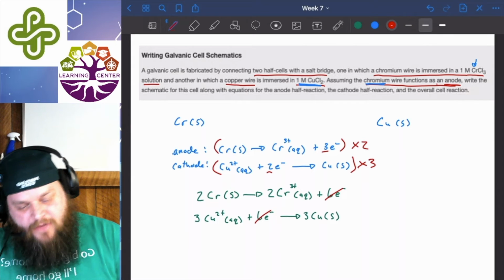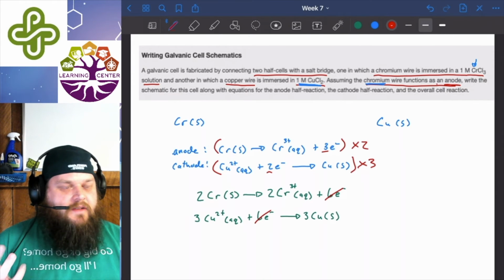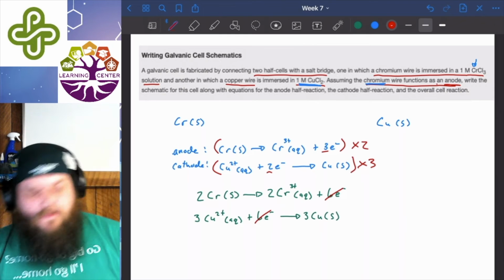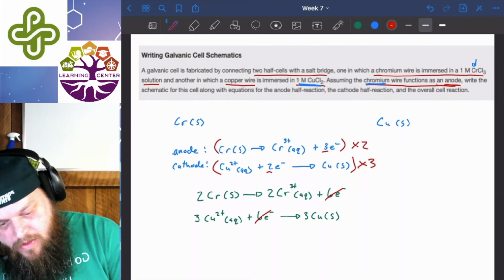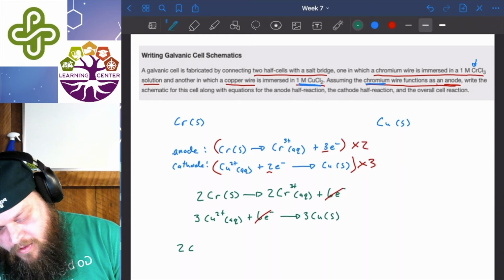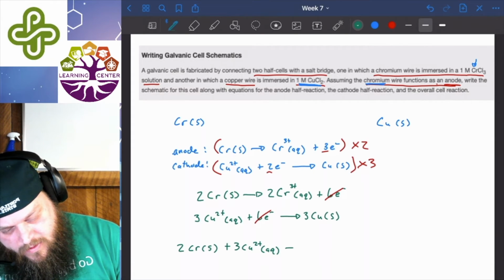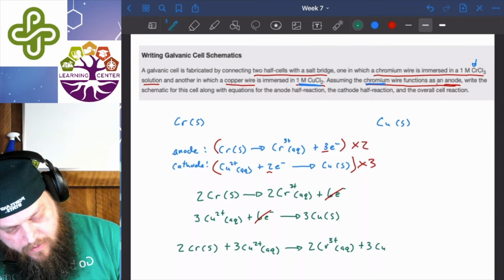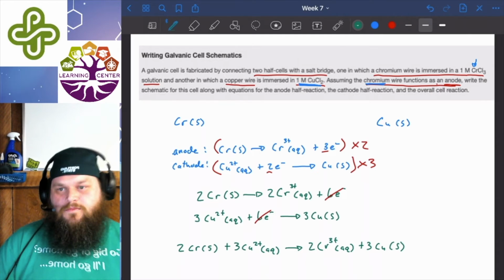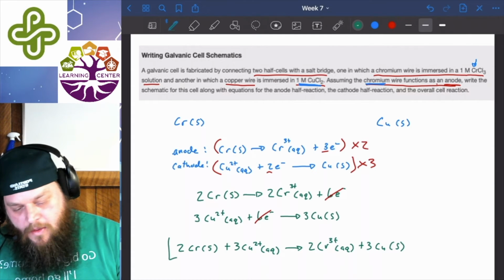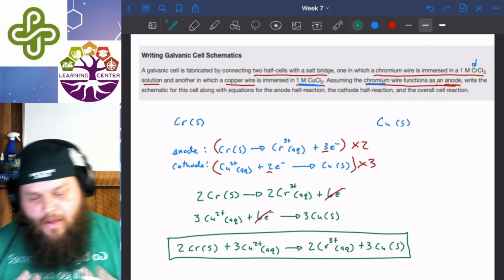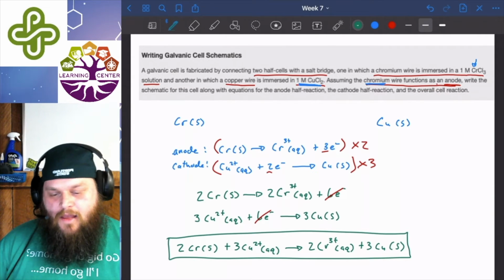Notice we cancel out the electrons because we have the same number as reactants and products, so they end up being basically a spectator. And this leaves us with 2 chromium solid plus 3 copper 2+ aqueous is going to produce 2 chromium 3+ aqueous plus 3 copper solid. And that's it. Right there we balanced our chemical equations.